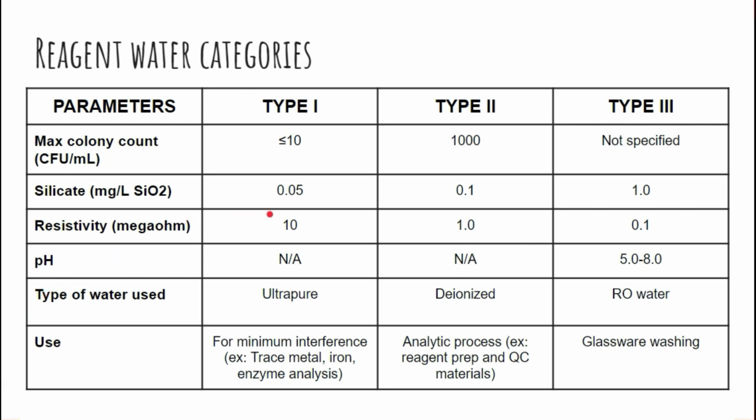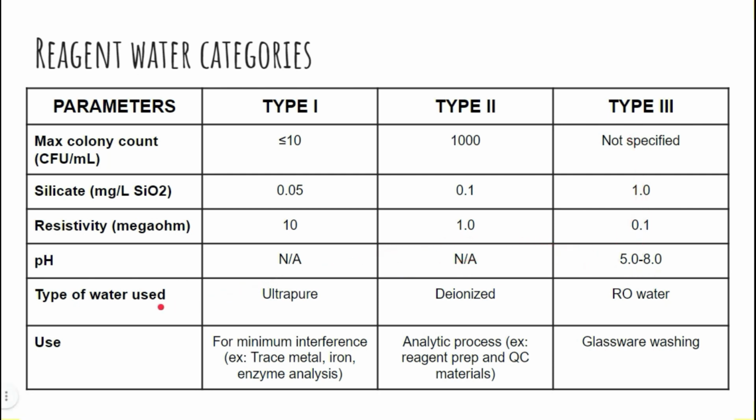Again, ang pinaka-pure nga po dito, ulit tayo, type 1. That's why resistivity of type 1 is the highest with a score of 10. Kasi nga po, again, mas resistant, mas pure. So, ang pinakamataas na score natin sa resistivity si type 1 with the score of 10. Type 2 po, 1.0, while type 3 po, 0.1 na lang po. For the pH naman, type 1 and type 2 is not specified, while type 3 po, 5.0 to 8.0.